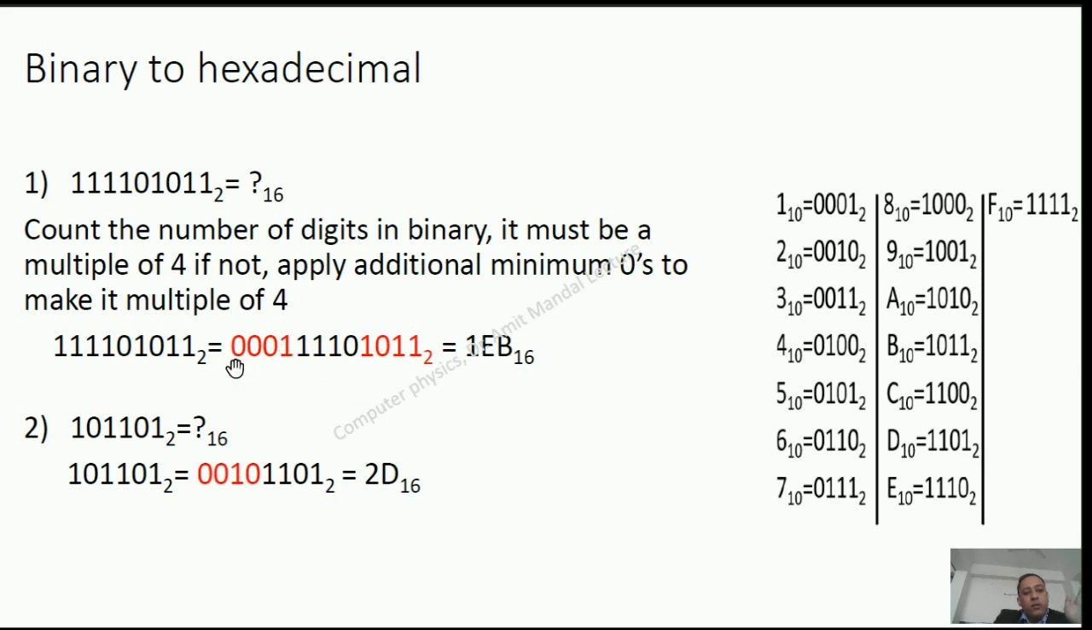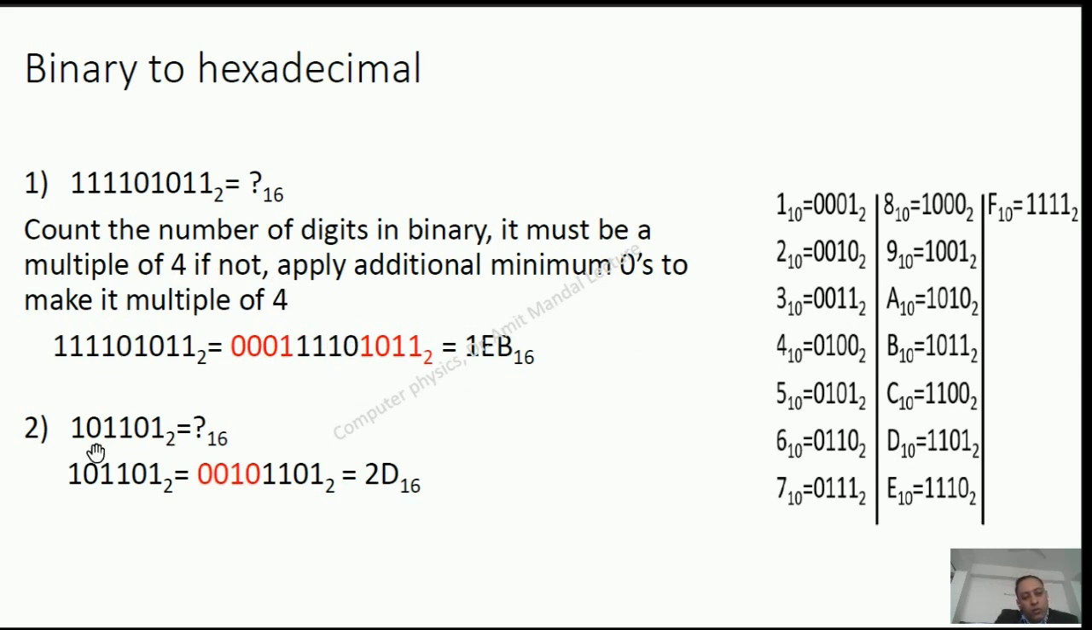Now consider the quadruplets. For example, this is one set, 0001, and then 1110, and 1011. So for 0001, the number 1 is written. For 1110, the number E is written, and for 1011, B. That's it. So this is the conversion of this binary number into hexadecimal.